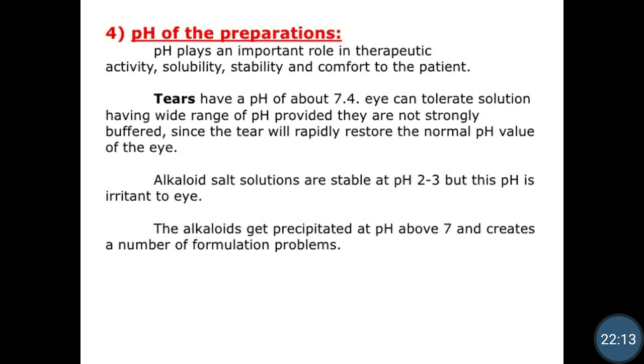Again, the alkaloid salt solutions are stable at a pH of 2 to 3, but this pH is irritant to the eyes. Certain drugs are stable at low pH of about 2 to 3, and if such preparations are buffered at that pH, it can cause irritation to the eyes, because normally the pH of tear is 7.4. So ophthalmic preparations should be buffered in the range of 7 to 8. But the alkaloids get precipitated at a pH above 7 and create a number of formulation problems.